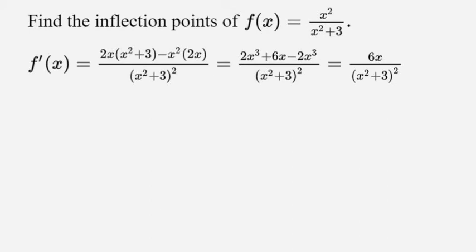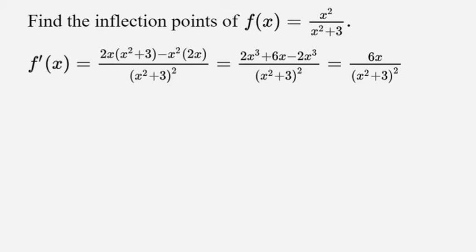So let's first take the first derivative using the quotient rule. And the derivative of the numerator is 2x, and then multiply by the denominator, which is x squared plus 3, and then subtract the numerator, which is x squared, multiplied by the derivative of the denominator, which is 2x. And then you take all of that and divide by the denominator squared, which is x squared plus 3 squared.